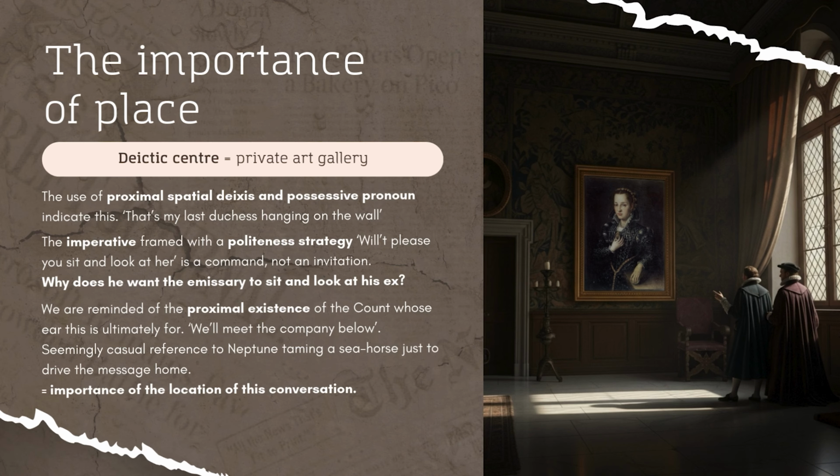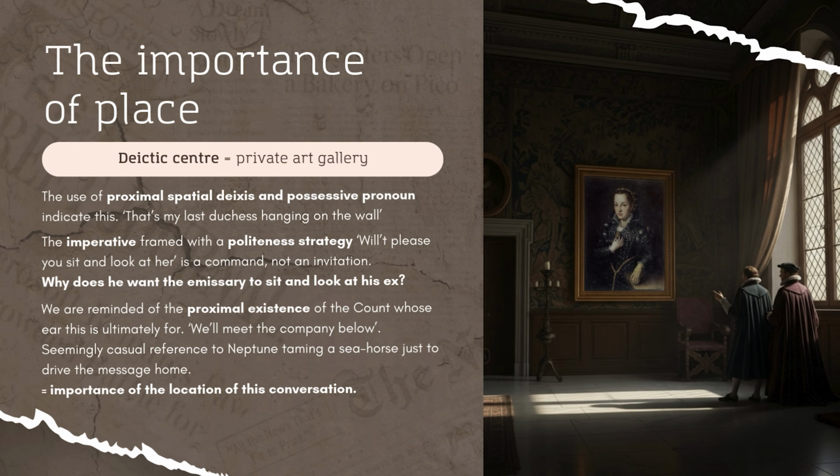We're also reminded of the proximal existence of the Count, whose ear this is ultimately for. Although the emissary is his direct audience, it's all going to be passed on. So when he says "we'll meet the company below," this is more importance of place. We have to think to ourselves, what's the emissary going to report back? What will the Duchess-in-waiting be told? Will the marriage be a success?